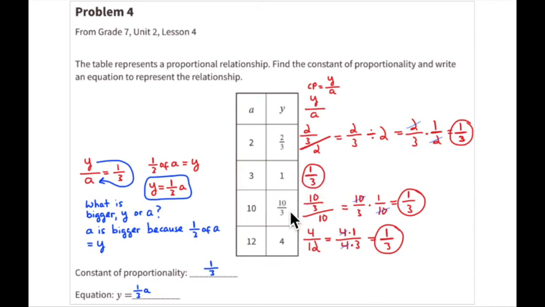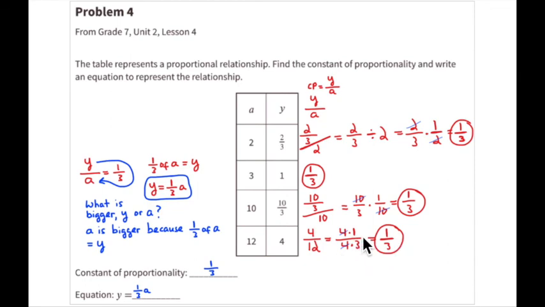That one's pretty easy. 10/3 divided by 10. Well, 10 of anything divided by 10 is going to equal one of those things. So 10/3 divided by 10 will equal 1/3. Again, you can go through the arithmetic. 10/3 divided by 10 is the same as 10/3 times the multiplicative inverse, or the reciprocal. So 10/3 times 1/10, these 10's cancel out, you get 1/3. And finally, 4/12 simplifies to 1/3.